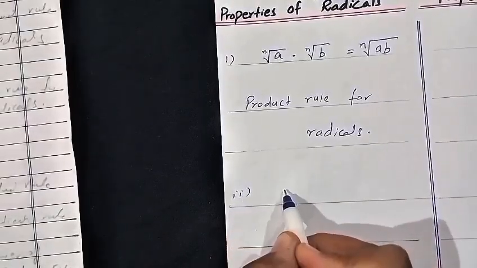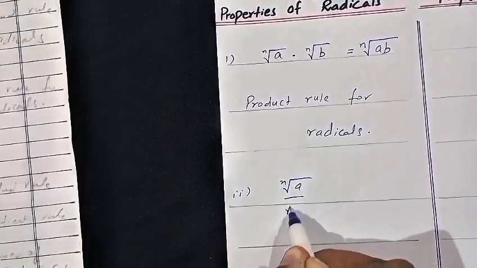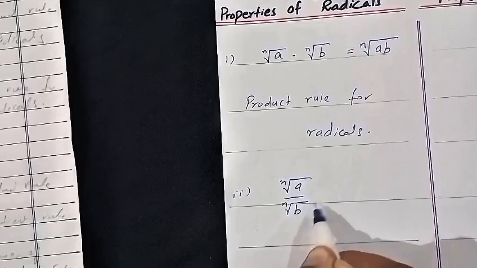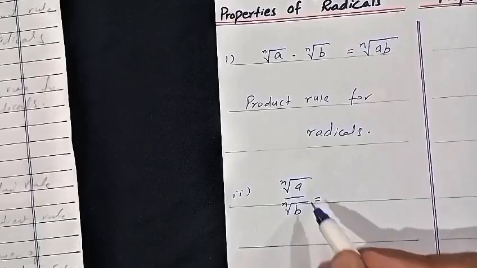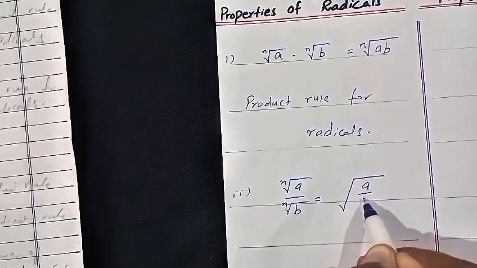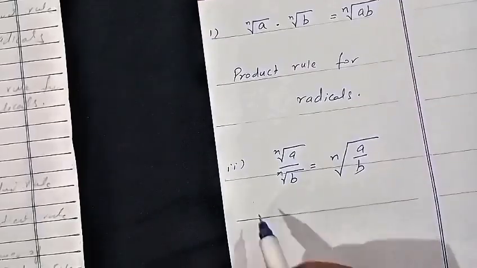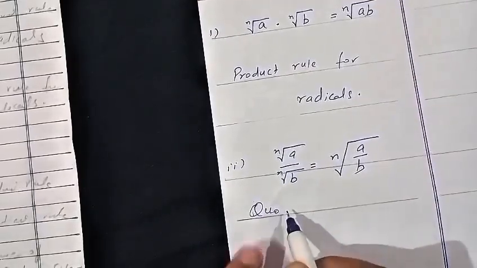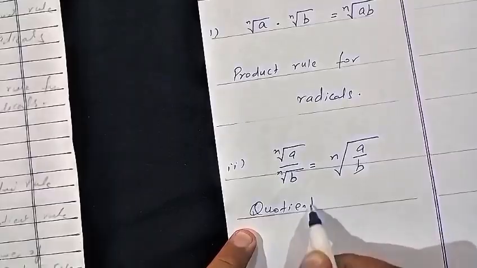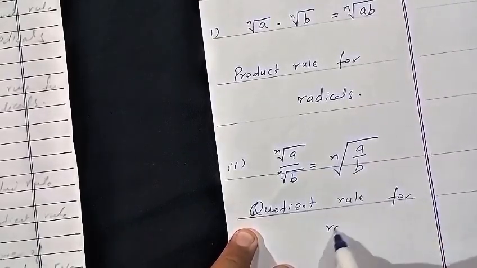Similarly, if two radical expressions are divided, like nth root of a divided by nth root of b, we can write them as the division of a by b under a single radical sign with the common index n. This is called the quotient rule for radicals.